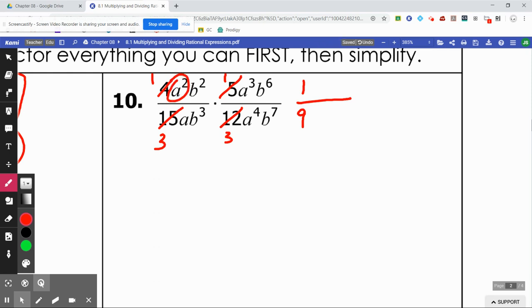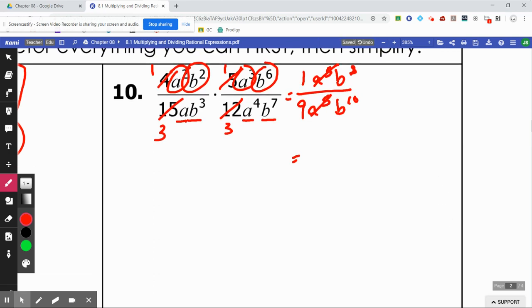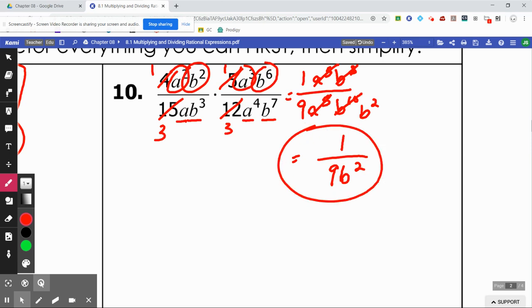On top, you have 2 A's, 3 A's, that's a total of 5 A's. You have 2 B's and 6 B's, so that would be 8 B's. You have 1 A and 4 A's, that's a total of 5 A's. And on bottom, you have 3 B's and 7 B's, that would be 10 B's. So now the 5 A's cancel completely with the 5 A's. 8 B's on top, 10 B's on bottom leaves you with 2 B's on bottom. So you're left with only the 1 on top and a 9B squared on bottom.